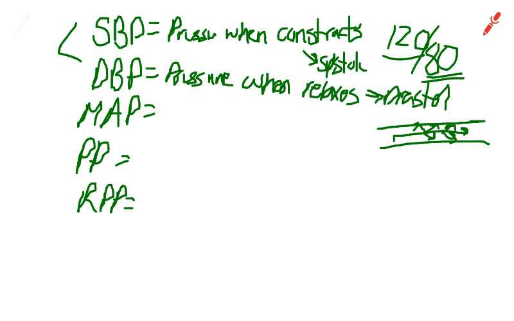Mean arterial pressure is just a simple formula. There's two ways to measure it. You have cardiac output times total peripheral resistance. Total peripheral resistance is just the size of the arteries. Don't worry about this formula. It's invasive, so just know that formula. But it's an invasive formula. You don't really measure it.